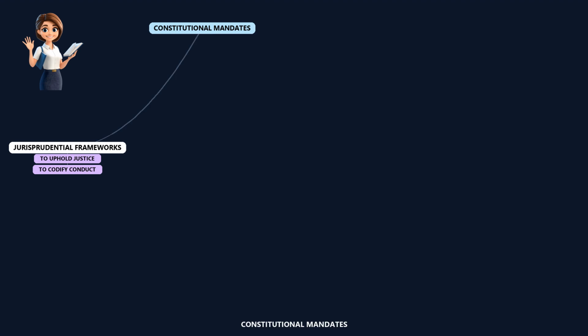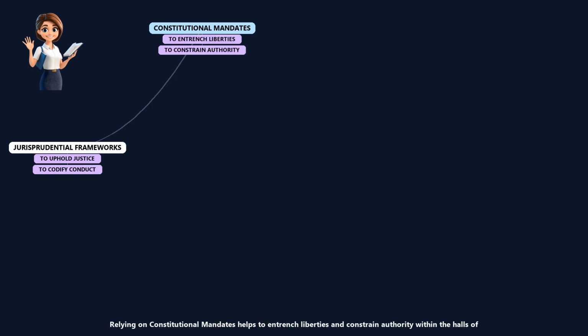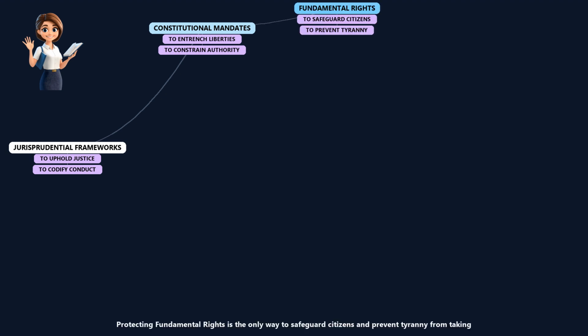Constitutional mandates. Relying on constitutional mandates helps to entrench liberties and constrain authority within the halls of government. Basically, we are writing a master rulebook that stops leaders from taking away our basic freedom. Fundamental rights. Protecting fundamental rights is the only way to safeguard citizens and prevent tyranny from taking hold in a country. Think of it as a shield that keeps the government from interfering in our private lives and beliefs.